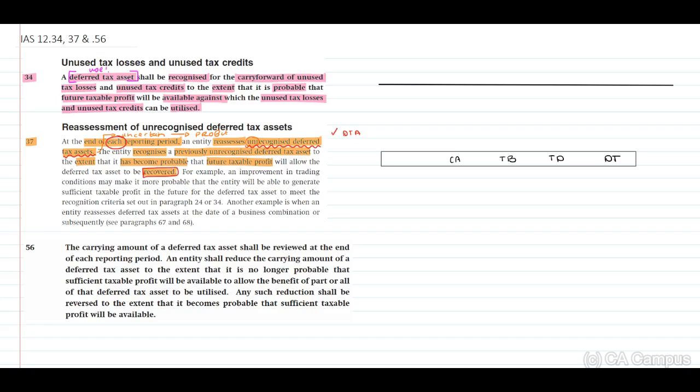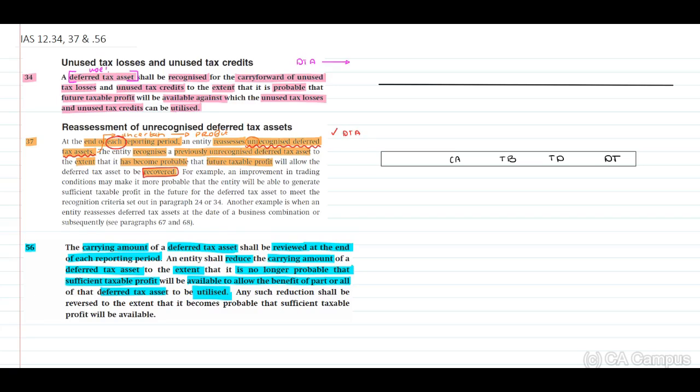Now, paragraph 56. The carrying amount of a deferred tax asset, look at this, is now the other way around, shall be reviewed at the end of each reporting period. An entity shall reduce the carrying amount of a deferred tax asset to the extent that it is no longer probable that sufficient taxable profit will be available to allow the benefit of part or all of that deferred tax asset to be utilized.